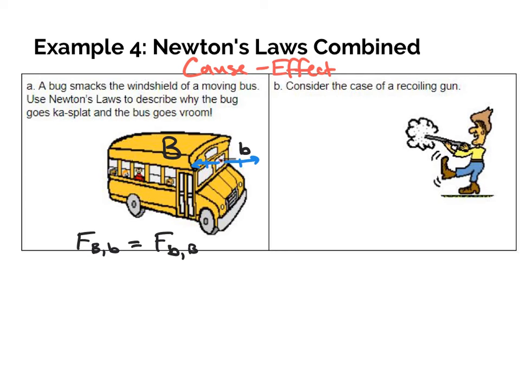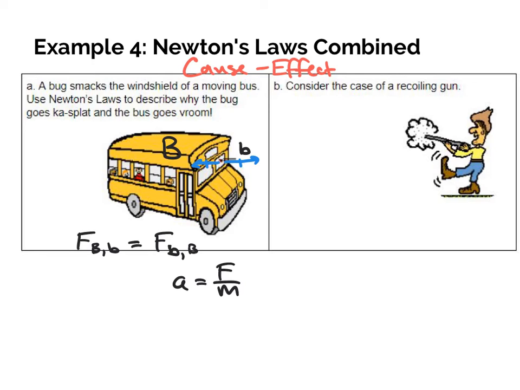So what we naturally think is that if a bug goes kasplat, the force that the bus applies on the bug is much, much, much, much bigger than the bug applying a force on the bus. So this gets a little confusing, but the forces are always equal. Now what this relates to is Newton's second law of motion. So why, in this case, if the forces are equal, does the bug go kasplat?